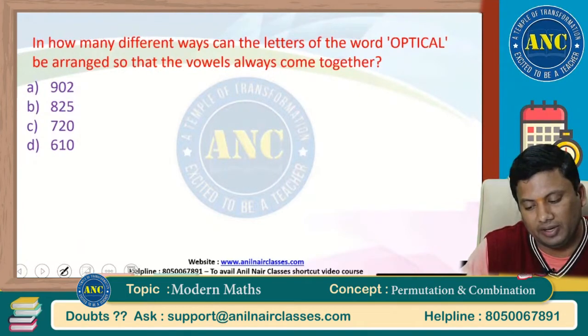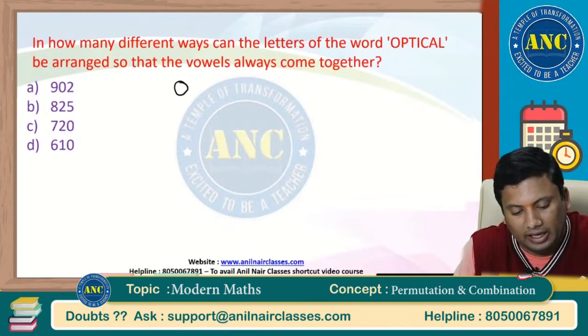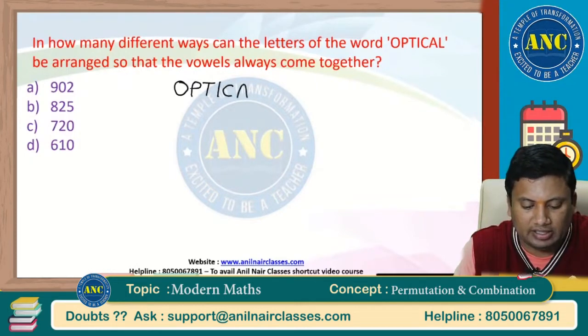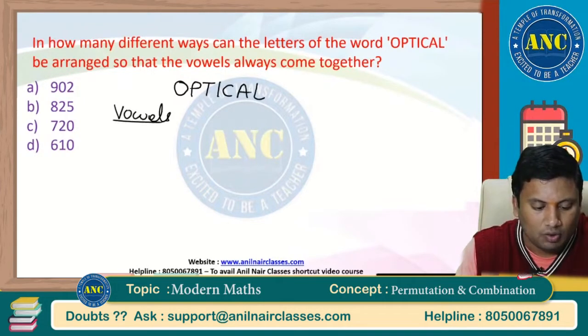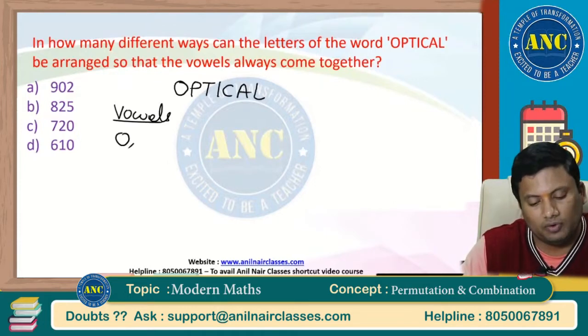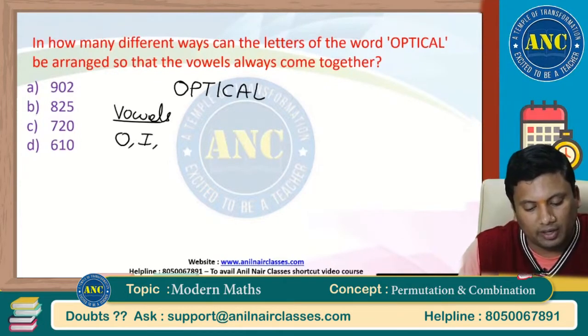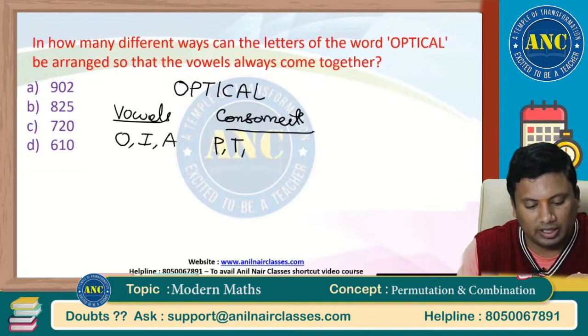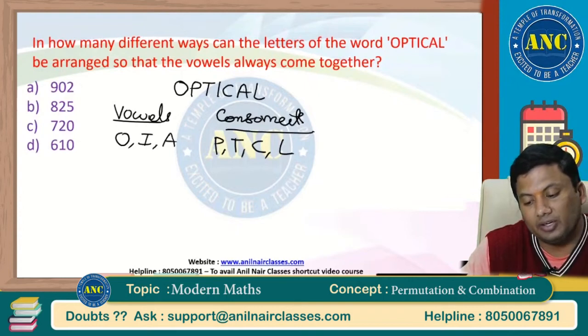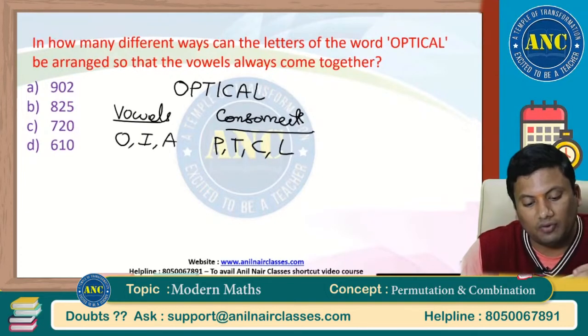In how many different ways can the letters of the word OPTICAL, O-P-T-I-C-A-L, in that one, what are all the vowels? O is a vowel, P is not a vowel, T is not a vowel, I is a vowel. Next, C is not a vowel, A is a vowel. Consonants are the remaining: P, T, C, L. How many different ways can the letters of the word OPTICAL be arranged such that the vowels always come together?